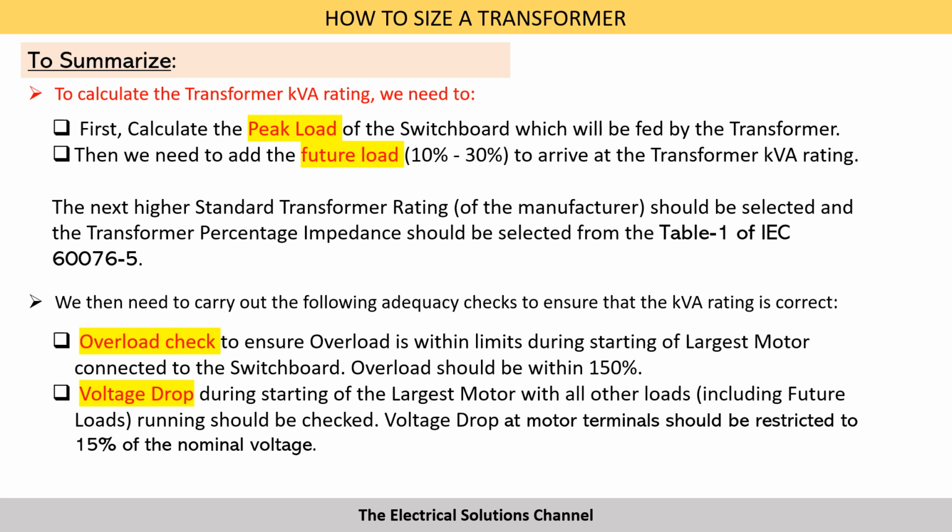The overload check should be carried out to ensure that the overload is within limits during starting of the largest motor connected to the switchboard. Overload should be within 150%. Voltage drop during starting of the largest motor with all other loads connected, including the future load, should be checked. Voltage drop at motor terminals should be restricted to 15% of the nominal voltage.